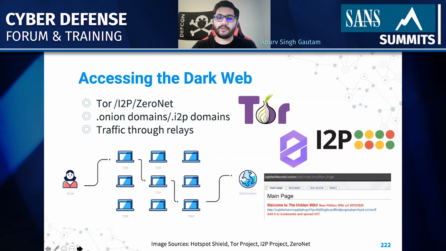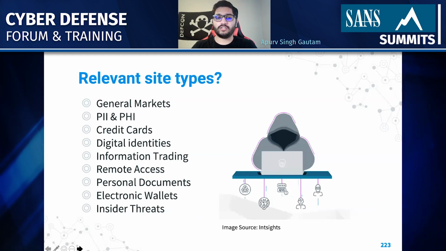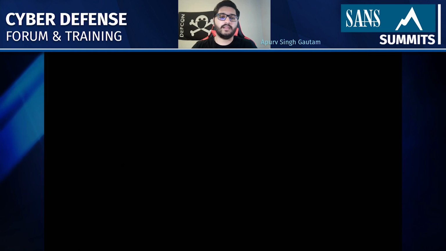So there are many websites on Tor. There are different types of websites on Tor that researchers usually focus on. Based on their organization's threat model, they can focus on either general forums or general markets, or suppose you are a bank, so you will focus mostly on credit card forums or dump shops, and so on. So it depends on the organization what they want to focus on. So these are different types of sites that are on Tor.